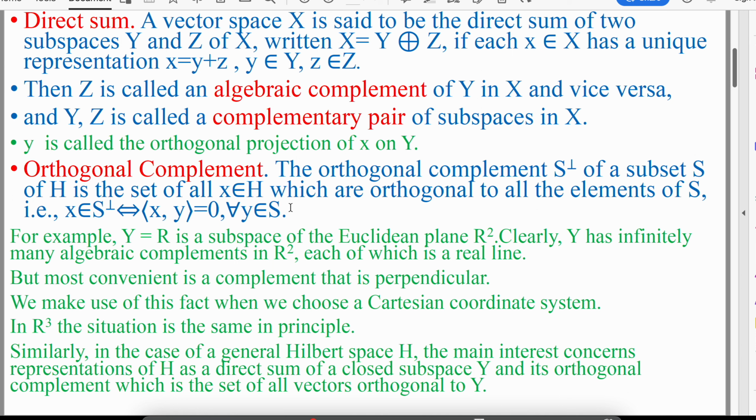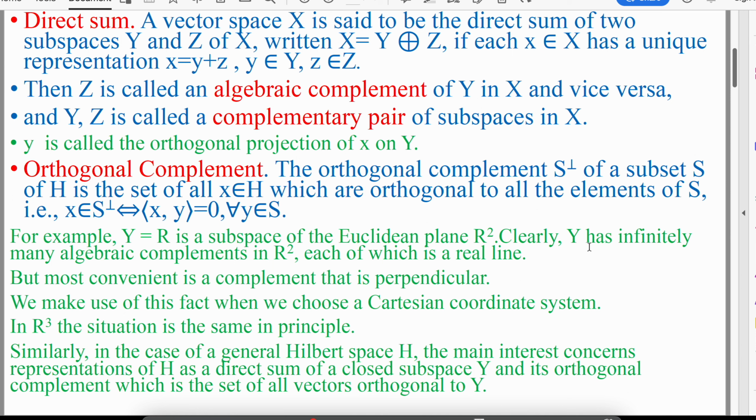So from here we see that if Y is equal to R is a subspace of Euclidean plane R square, then Y has infinitely many algebraic complements in R square, each of which is a real line. But most convenient is a complement that is perpendicular. We make use of this fact when we choose Cartesian coordinate system, and in R cube, meaning 3-dimensional space, the situation is the same in principle.